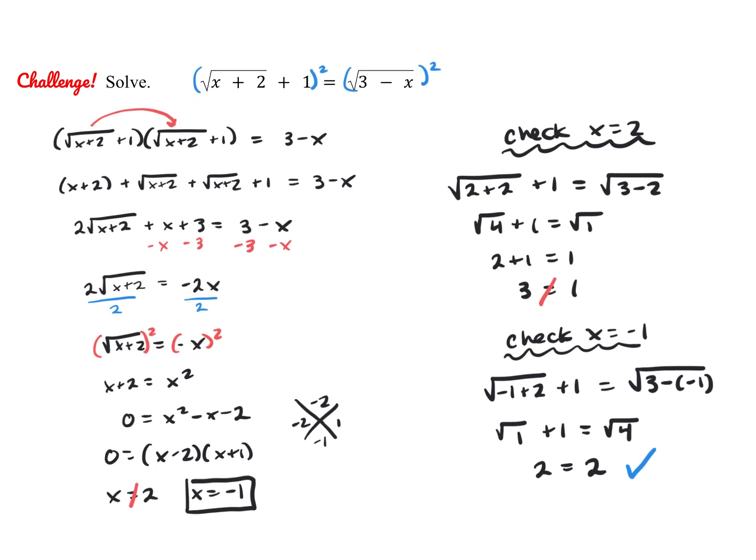So again, definitely a challenge problem, but it's good to be able to try problems like this and still try to follow that same process. You'll see we just have to do 2 rounds of squaring both sides, and it's good to get this practice of multiplying out more complex binomials as well.